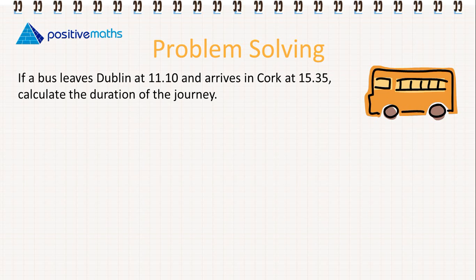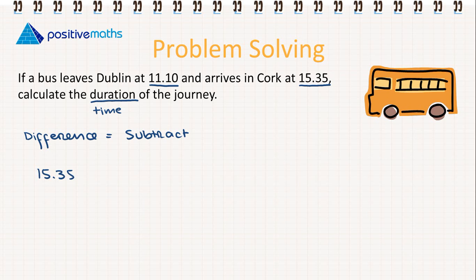Okay, so two things we want to just notice here before we start. Really, we are given the time in 24-hour clock format. So 11:10 and 15:35. Then we're asked to calculate the duration of the journey. So this means we're looking for the time it took to get from Dublin to Cork. We're looking at the difference in time. So whenever we're looking for the difference, we're going to be subtracting. Okay, so we have 15:35, so 15 hours 35 minutes, minus 11:10.